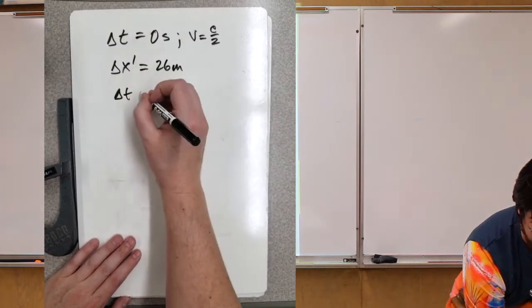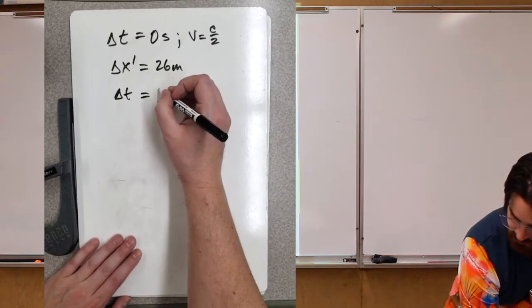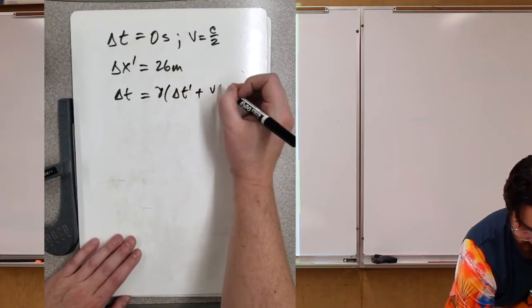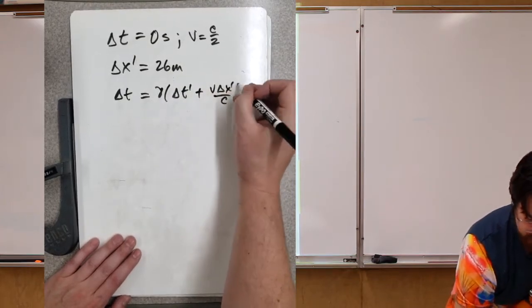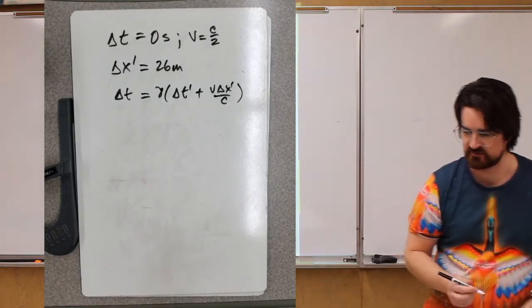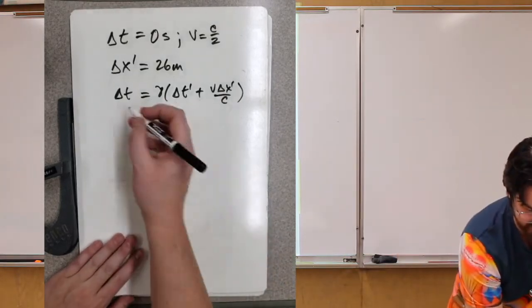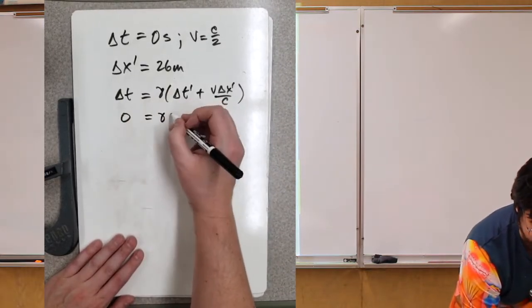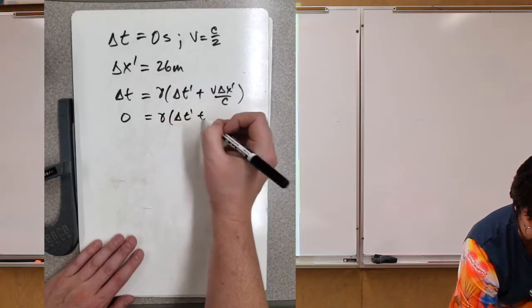So then if we go to our Lorentz transformation here, just talking about differences instead of single coordinates, then, right, this was 0 in the stationary frame.